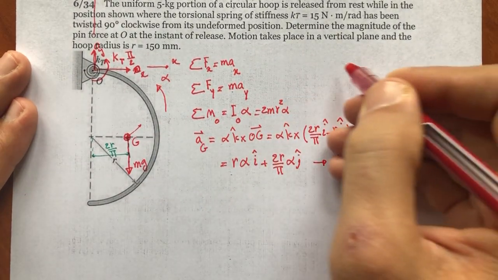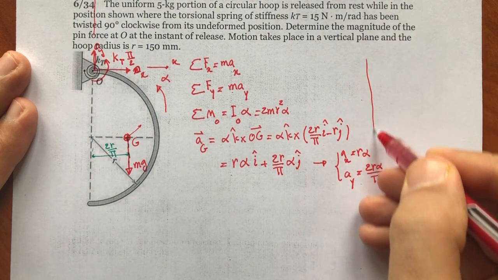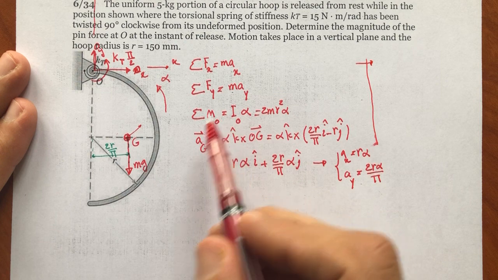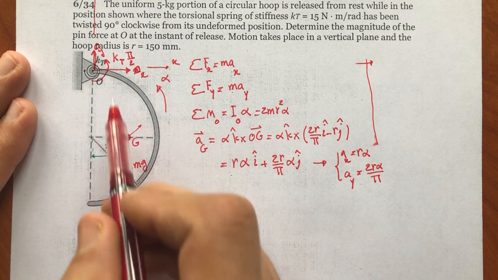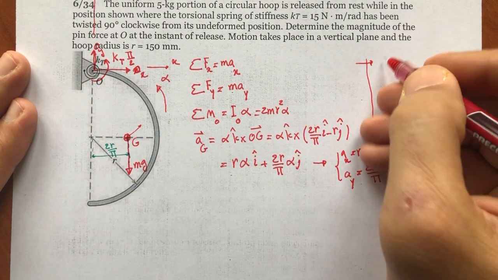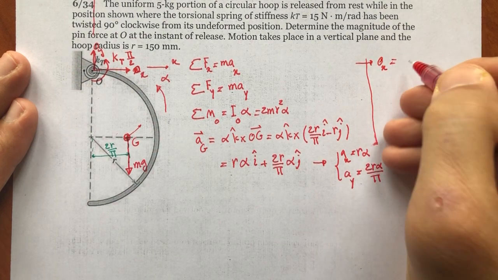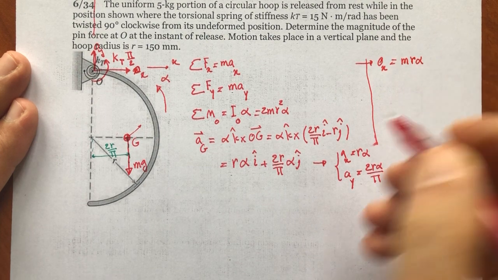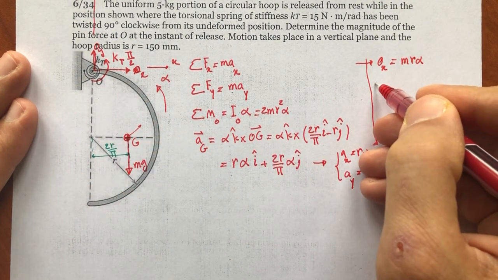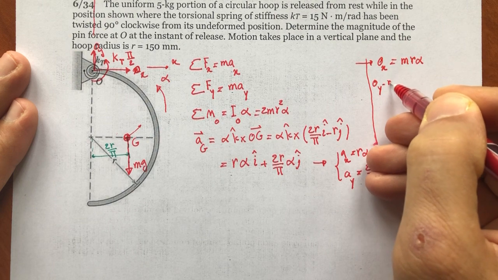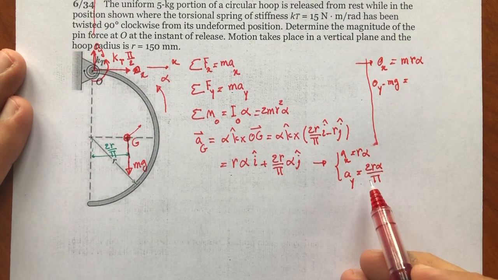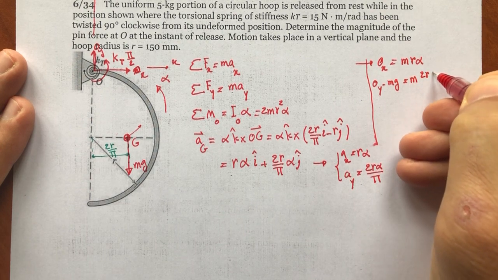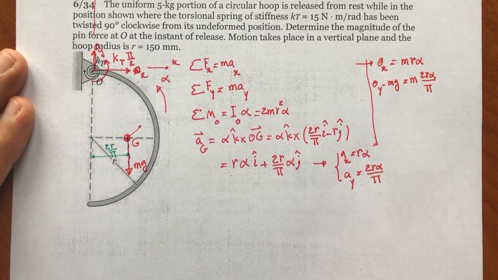So let me do it this way. The sum of the forces in the X direction is equal to MAX. The force in the X direction is only OX. It is going to be equal to mass times AX, which is R alpha. The sum of the forces in the Y direction is OY minus mg. It is going to be mass times this value, so m times 2R alpha divided by pi.